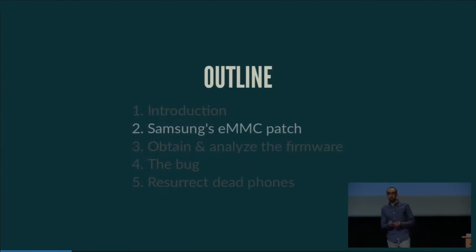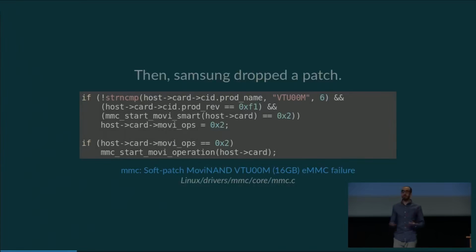Okay, so then Samsung dropped the patch. And what happened is that they said to the press that they just fixed this bug. And since Linux is GPL licensed, they had to publish the source code. So the patch was called "soft patch movinand VTU 00M eMMC failure." And they modified the code responsible for communicating with eMMC devices.